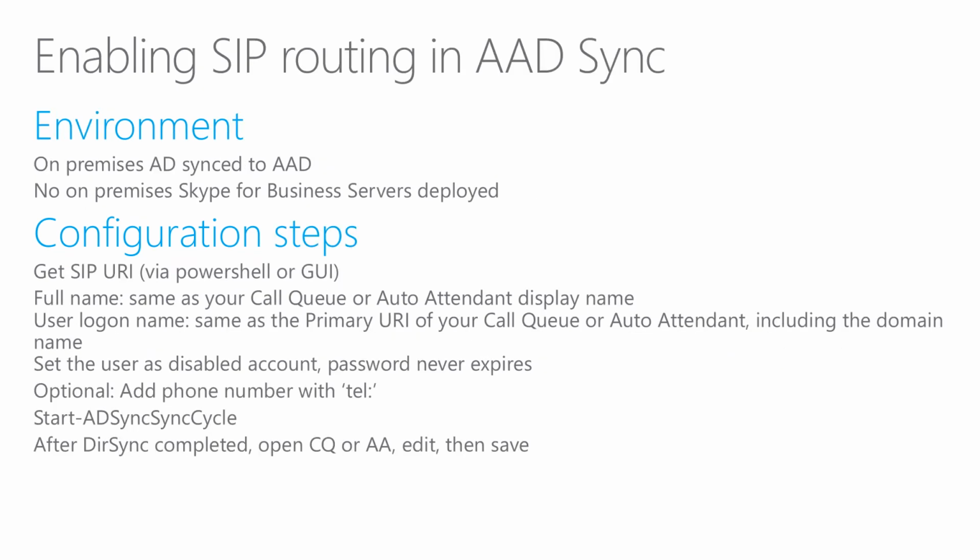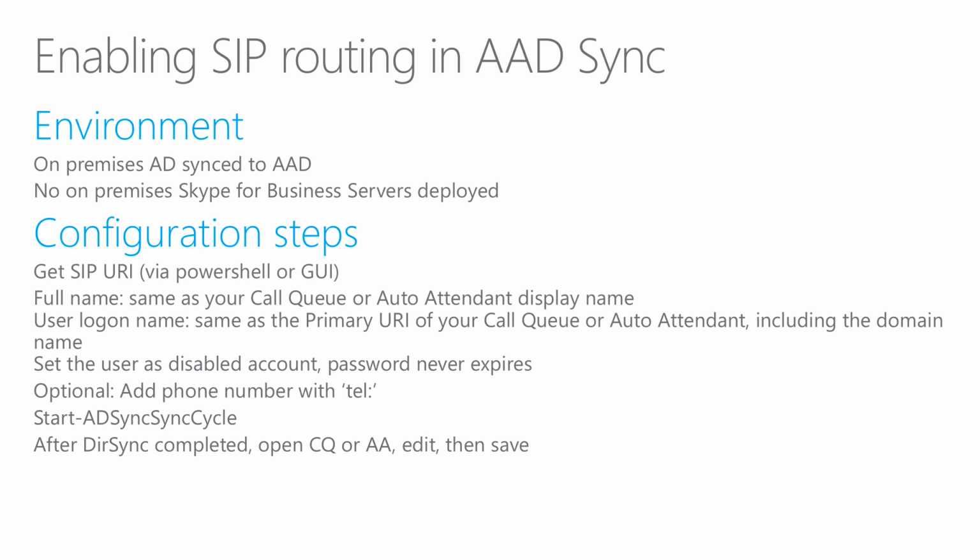So to enable SIP routing in an Azure Active Directory sync environment, you should do the following steps. Your environment has an on-premises AD that's synced to Azure Active Directory, and there are no on-premises Skype for Business servers deployed. What you should do is get the SIP URI for the auto attendant or online call queue via PowerShell or the GUI, then create a local object to which you set the full name, the same as your call queue or auto attendant display name.